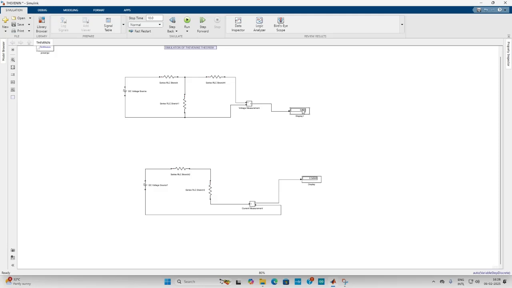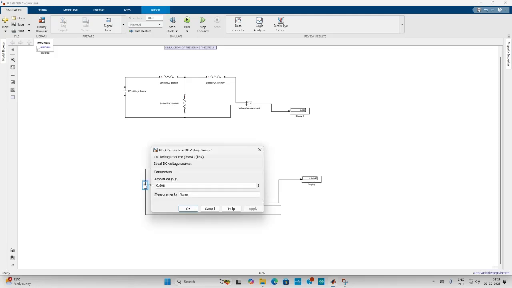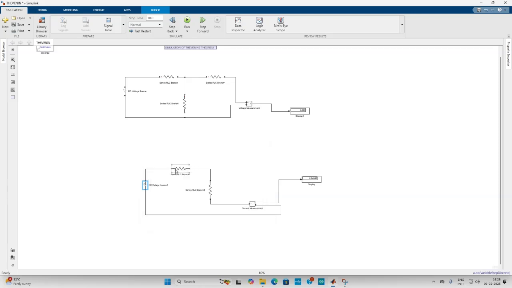So the VTH should be given to the DC voltage source. So the 9.8698, the VTH value, is input to the DC voltage source. Then RTH we can find by using the theoretical calculation. Then RL is already given in the circuit. So we'll find out the corresponding load current. Compare the load current value along with the experimental verification. So this is the simulation and the experimental verification of Thevenin's theorem.